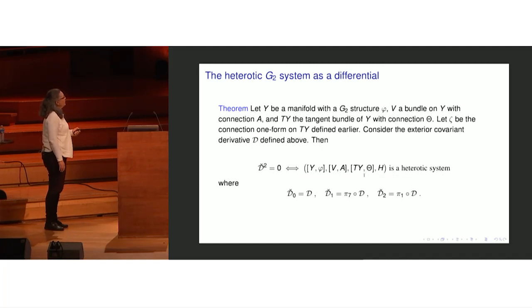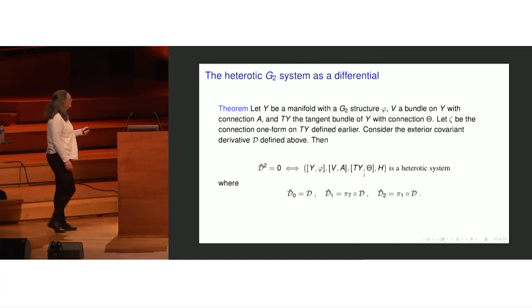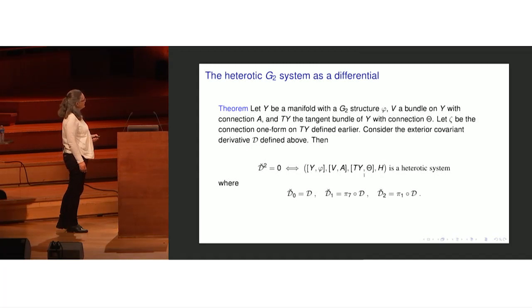Right? So now, let zeta be the connection 1-form on the tangent bundle that I just defined. Consider the exterior covariant derivative D defined before. Then these projections are just an extension of the projections that we had before. Then you do the projections on this D, and then you square it, and you get that it is 0 if and only if this is a heterotic system.